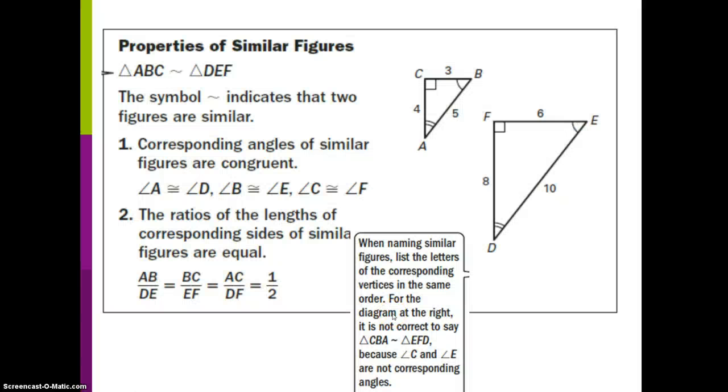Properties of similar figures. Triangle ABC is similar to triangle DEF. Here's triangle ABC, here's triangle DEF. Remember, similar is the same shape but different sizes. Corresponding angles of similar figures are always congruent. Remember, congruent means the same.